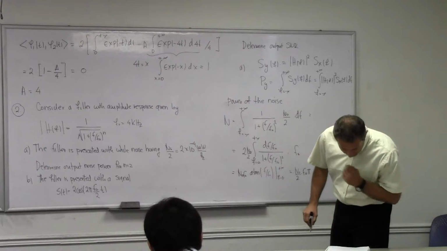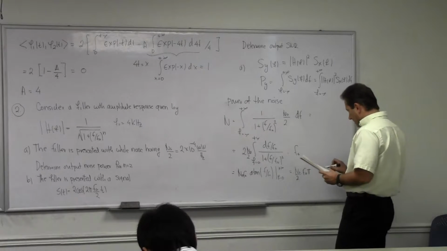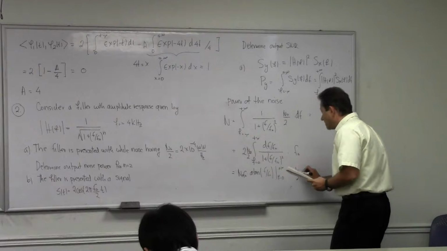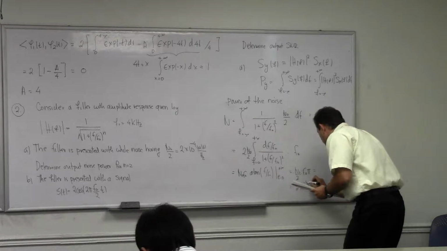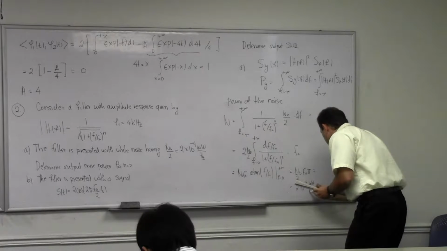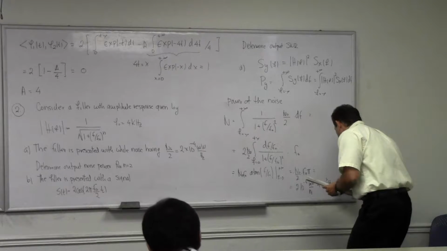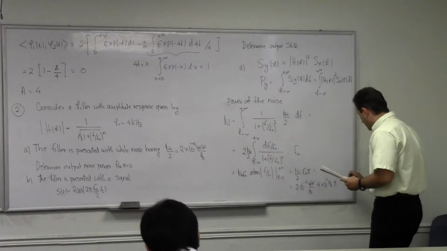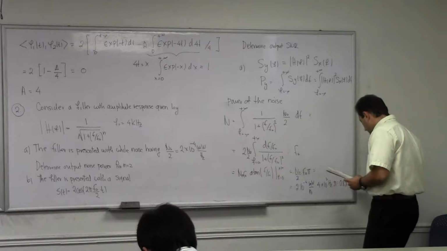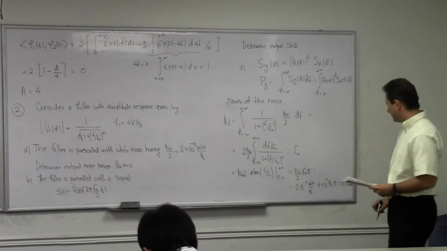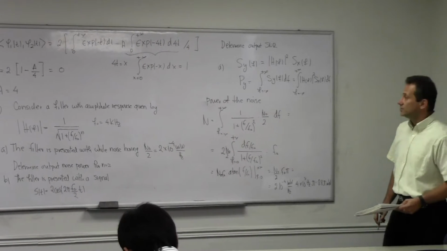So if you plug in the numerical values, this becomes N0 over 2 is 2 times 10 to the minus 4 milliwatts per hertz. f0 is 4 times 10 to the 3 hertz, and times pi. And this ends up being, or this is what I got, 0.8 pi in milliwatts. So that's the power of the noise.